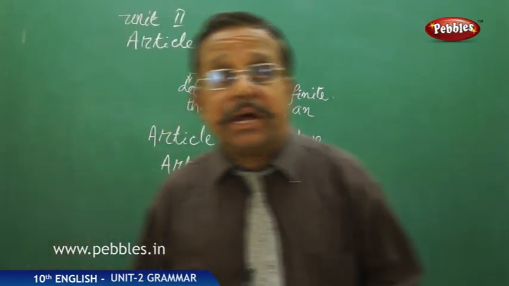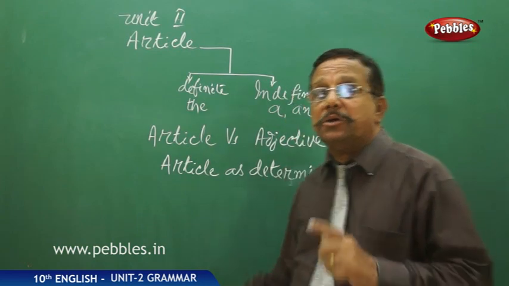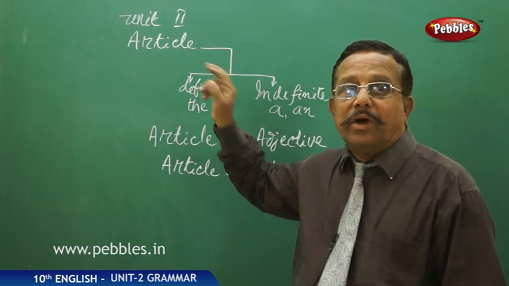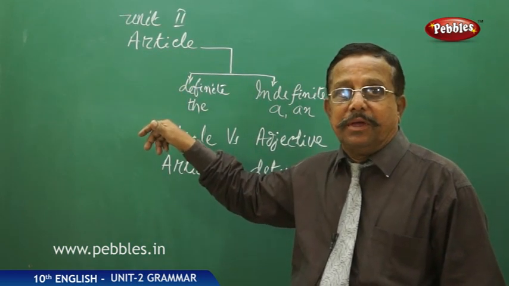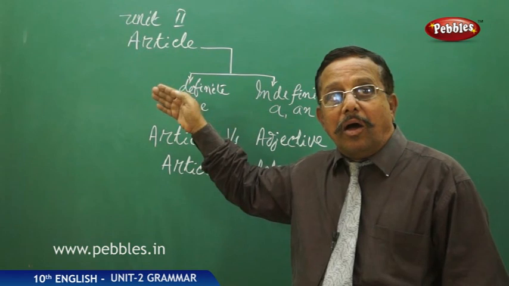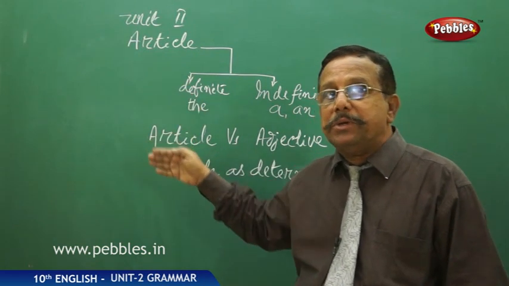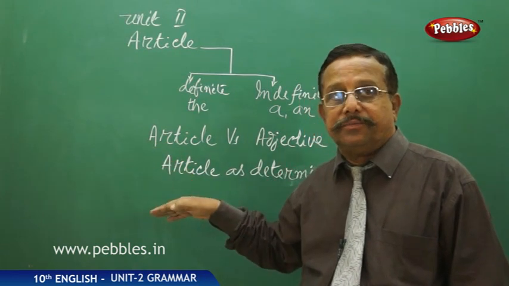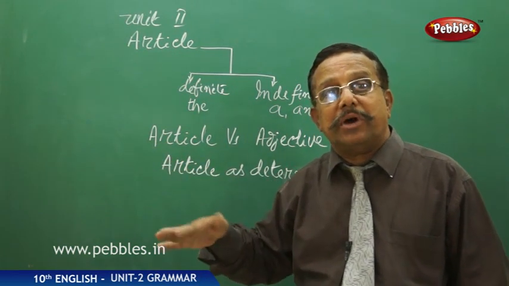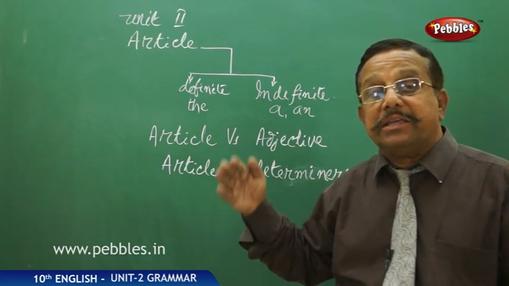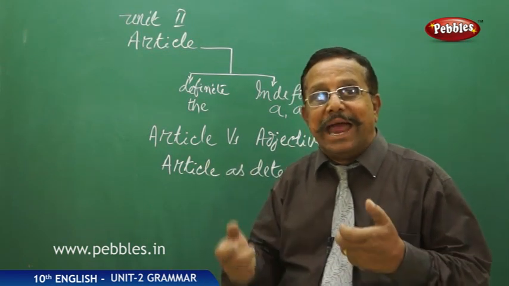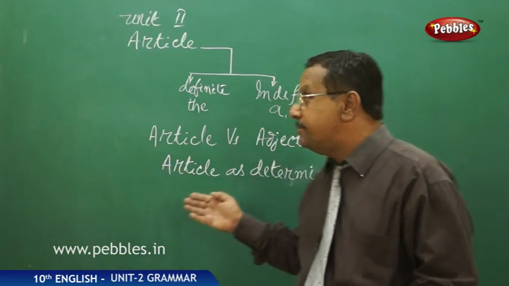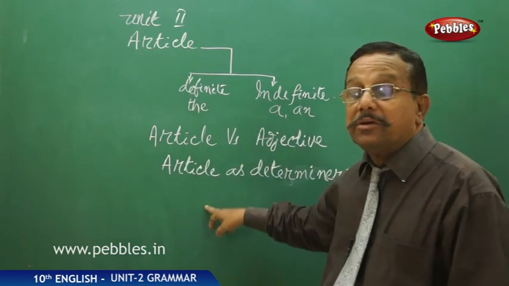Today we are covering two grammatical points under Unit 2. One is article. What is an article? And how it is to be used, where it is to be used. Second, what is the relation between adjective and an article? Whether article is an adjective or not. If at all it is an adjective, what is the difference between the adjective and article? Why is it a determiner? These are the 3 points we are covering now.